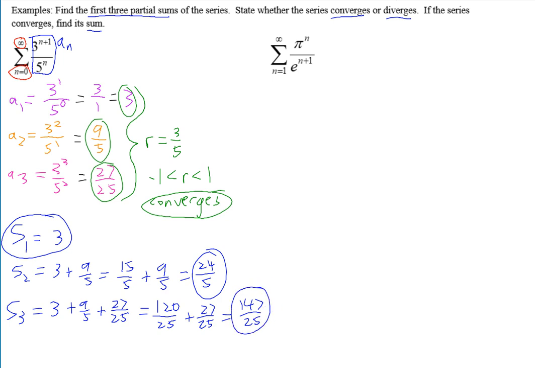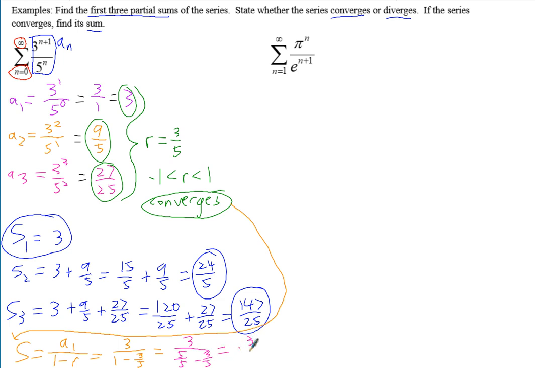And then finally, since it does converge, these sums here are getting closer and closer to what we're going to find with this formula, where we use an infinite number of terms. Remember, the formula is the first term divided by 1 minus r. So our first term we already got is 3, divided by 1 minus the common ratio, 3/5. So that's 3 over 1 is the same as 5/5 minus 3/5.